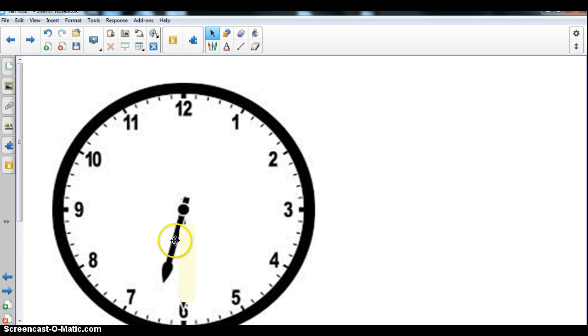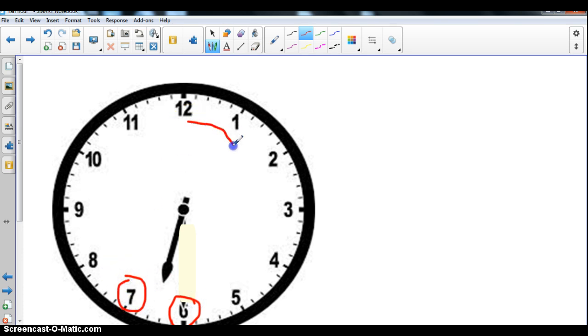Again, just looking at the hour hand. What two numbers is the hour hand in between? The hour hand is right in between the 6 and the 7. So if the hand is moving this way, what number did the hour hand go past? The hour hand went past the 6. It hasn't reached the 7 yet. Since it has not reached the 7 yet, the 6 is the hour, we say. And 6 is smaller than 7. We're going to say 6.